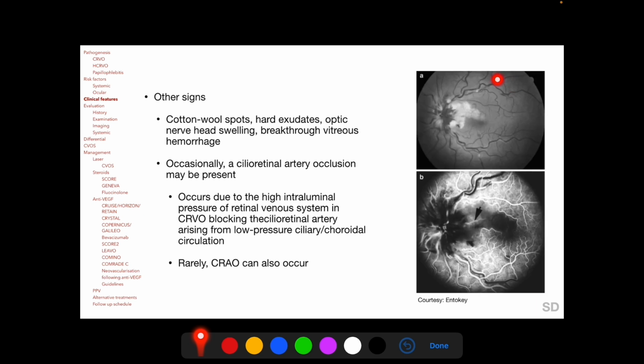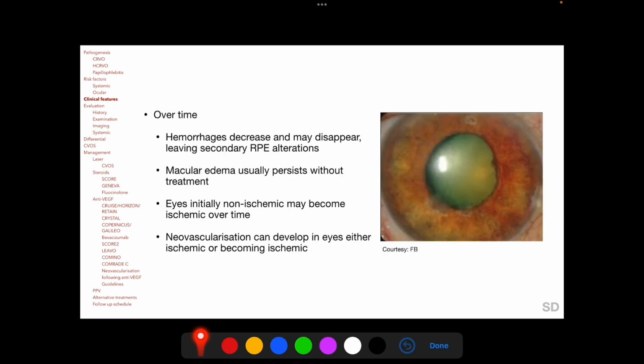This red-free photograph shows an eye with CRVO having cilioretinal artery occlusion causing whitening of this portion of the retina, and fluorescein angiography in this eye showed delayed filling of the cilioretinal artery and non-perfusion of the retinal capillaries in the area of retinal whitening. Over time, hemorrhages decrease and may disappear, but macular edema usually persists without treatment.